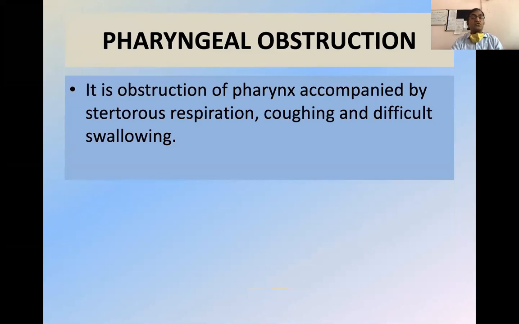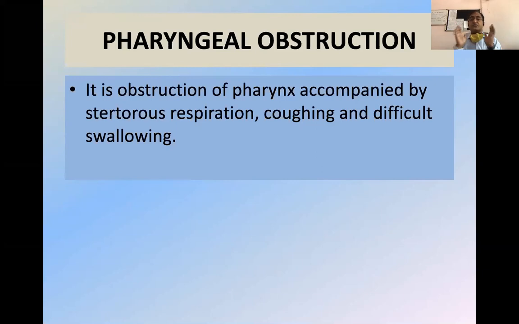Its concern can also be with surgery, but as a type, first from a diagnostic point of view, you have to make a differentiation. As the name indicates, pharyngeal obstruction is the obstruction of the pharyngeal region accompanied by stressed respiration, coughing, and difficult swallowing. The same thing is there, just a 1 degree or 2 degree difference.